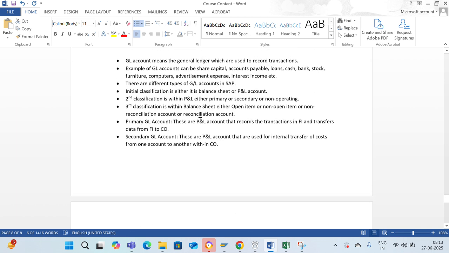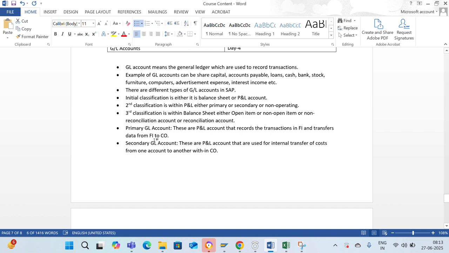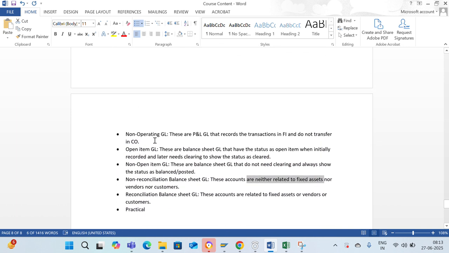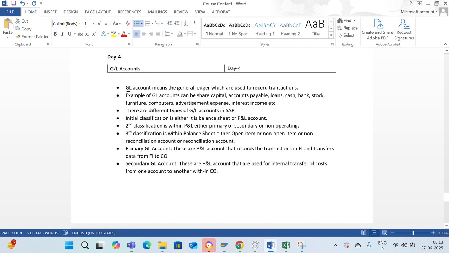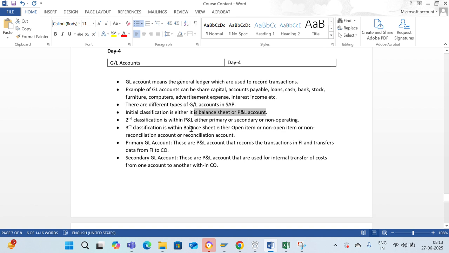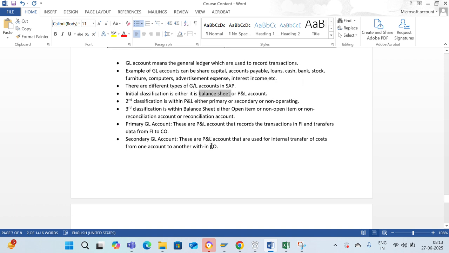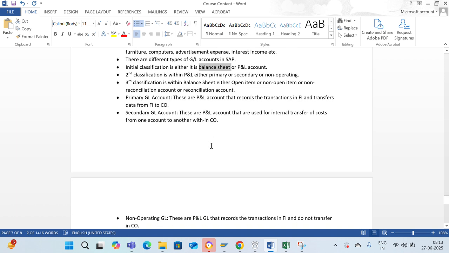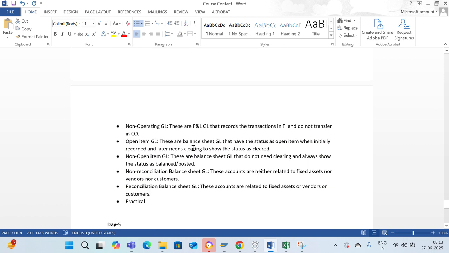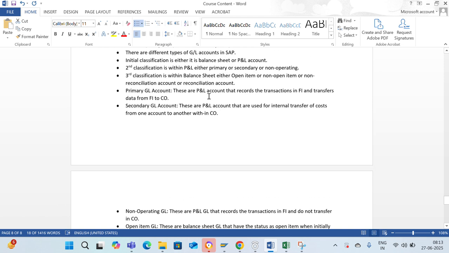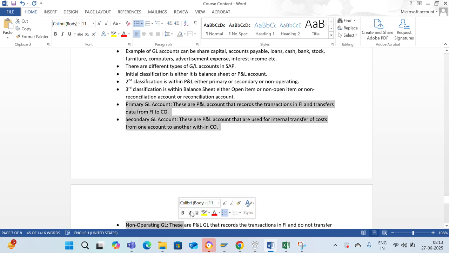So now we have come to understand all those points mentioned here about the GL account. We understood the definition of the GL account, the examples of the GL account, major classification into balance sheet and P&L, sub-classification of the P&L into primary, secondary and non-operating, sub-classification of balance sheet into open item, non-open item, and into reconciliation and non-reconciliation. I hope now you can differentiate between open item and non-open item GL accounts, between reconciliation and non-reconciliation GL accounts, and between primary, secondary and non-operating GL accounts.